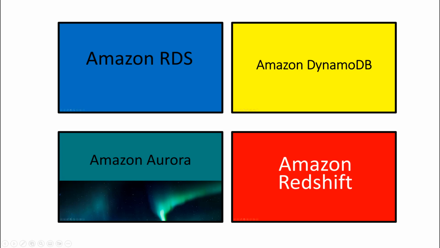This chapter will introduce 3 different managed database services provided by AWS: Amazon Relational Database Service, or RDS, Amazon Redshift, and finally DynamoDB.